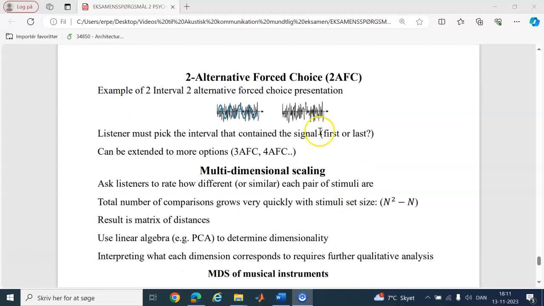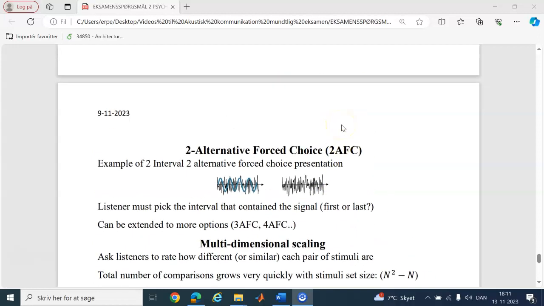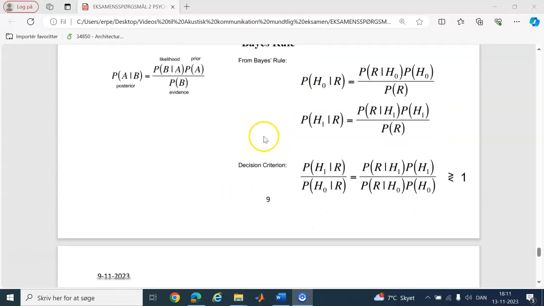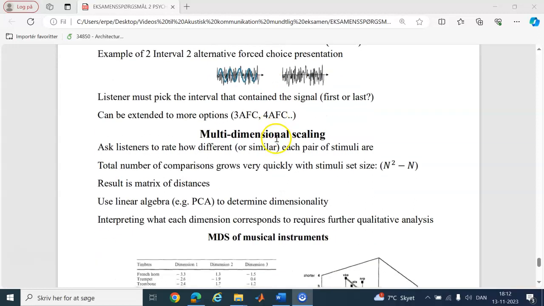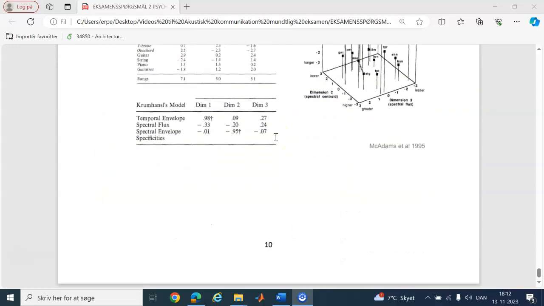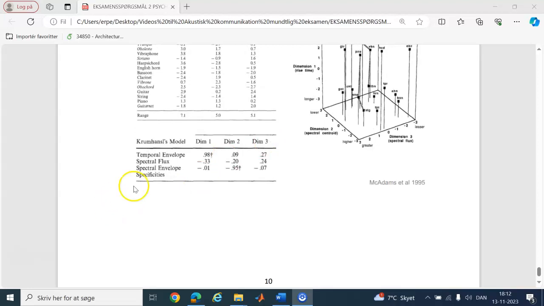Okay. Alternative forced choice. Example of two alternative forced choice presentations. The listener must pick the interval that contains the signal, first or last. This can be extended to more options: 3AFC, 4AFC, and so on. That was it.